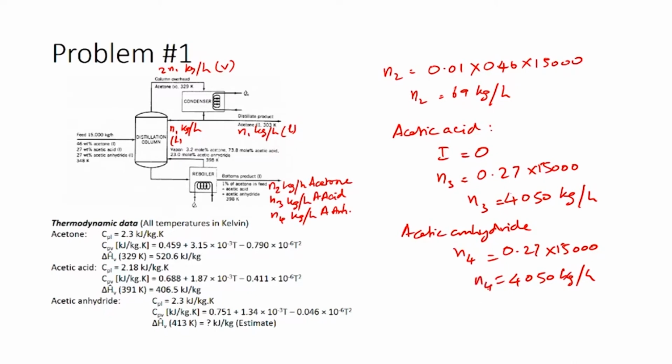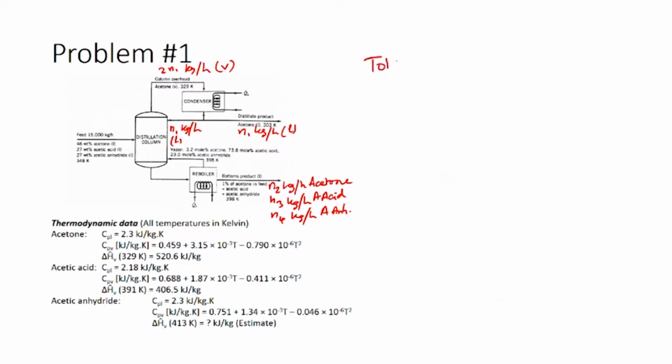So, from this we can calculate what the bottoms product is. The bottoms product is basically the summation of these masses, which is 4050 plus 4050 plus 69, giving a total mass of 8169 kilograms per hour. Using the total mass balance, we can actually calculate the distillate product also.